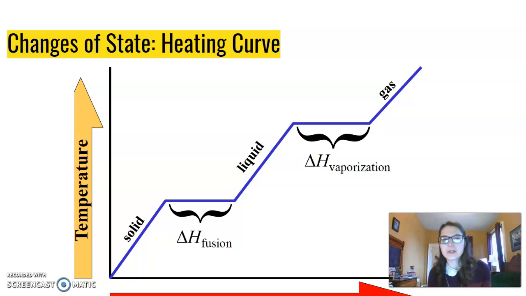So remember, phase changes aren't chemical changes, they're physical changes. So we don't see any chemical bonds breaking, but we do see intermolecular forces changing. Okay, so that's one way to distinguish chemical versus physical changes. Are intermolecular forces changing, or are chemical bonds changing, being broken or formed? Okay.